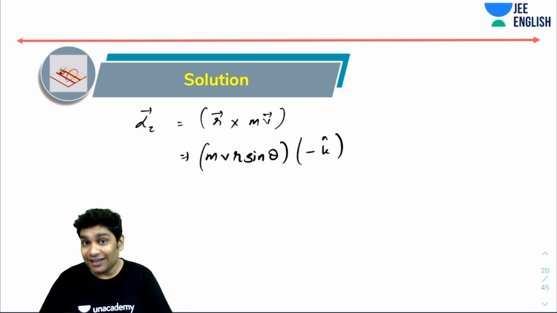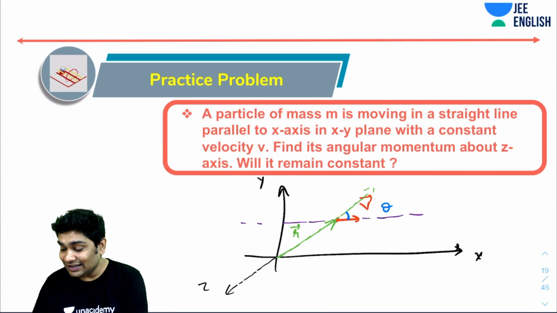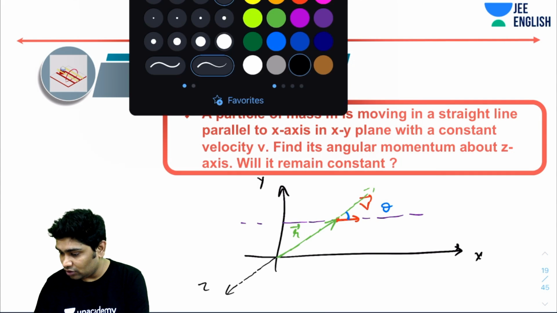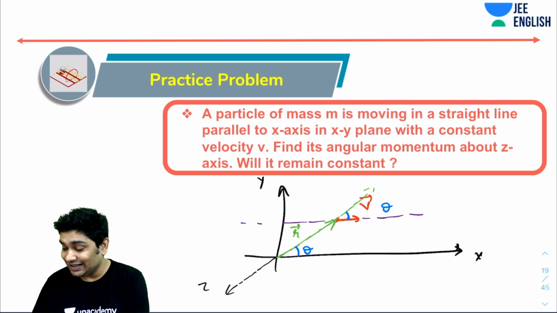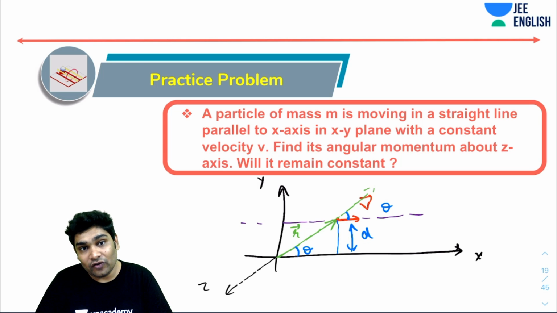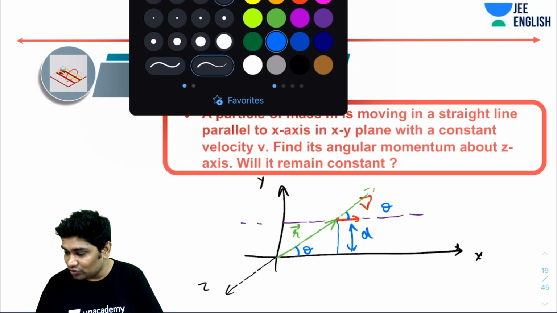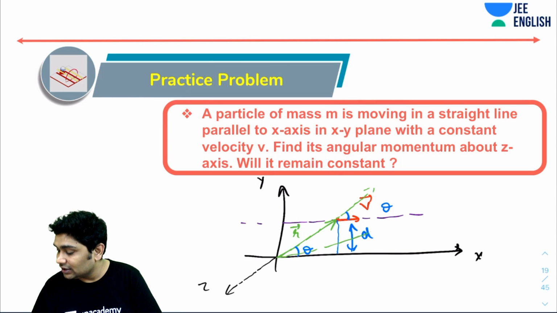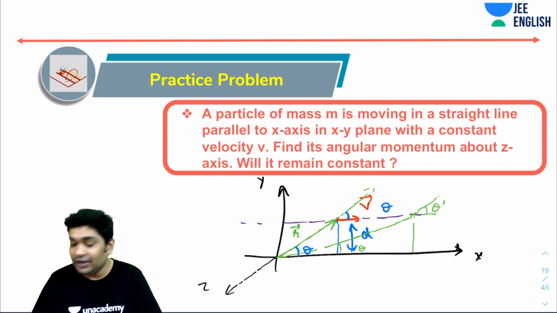Okay. Now, how about r sine theta? Now you will realize that if you draw this, focus on this. So this is theta. If you focus on this triangle, if this is d, which is the perpendicular distance of the line of motion from the x-axis, then you realize r sine theta is always d for different thetas. As the particle moves, even if the particle was here, then the angle would have been theta dash, and r sine theta would still be d.